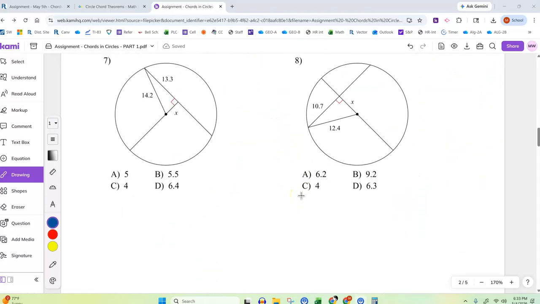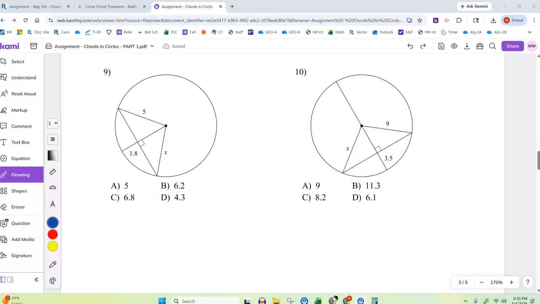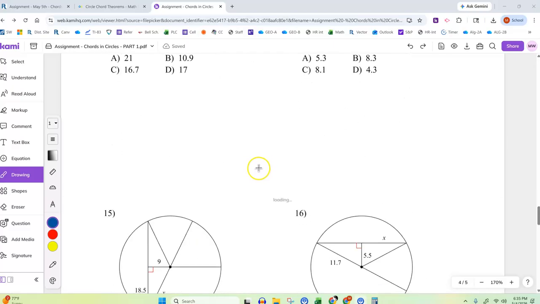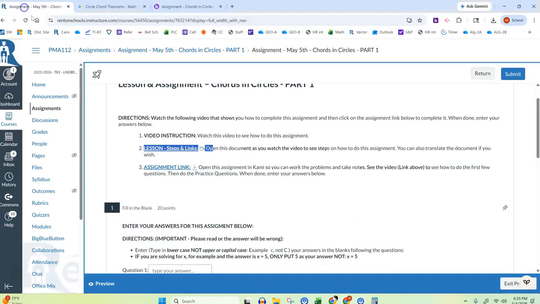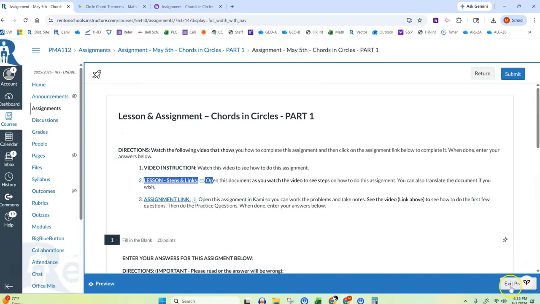So let's see, I guess we've got 2 more. Let's try, oh, these are very similar. I think you should be able to do these as well. So now you should be able to finish the rest of the assignment, and when you're done, make sure you come back, you enter your answers into Canvas, and then you'll be done. So that's how you do today's assignment.